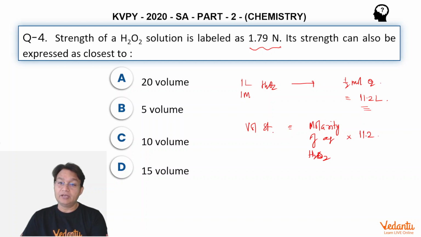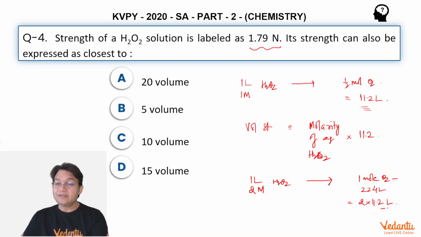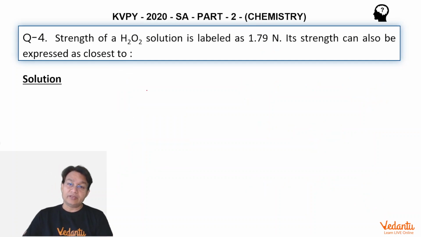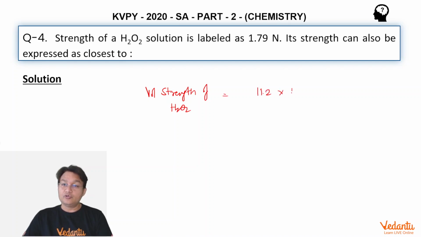You can check out this formula that if it is 1 liter of 2 molar H2O2, it is capable of giving 1 mole of O2, and 1 mole of O2 at STP has the volume of what? 22.4 liters, which is nothing but twice 11.2 liters. So pretty straightforward. We have this formula. The volume strength of H2O2 is equal to 11.2 times molarity.